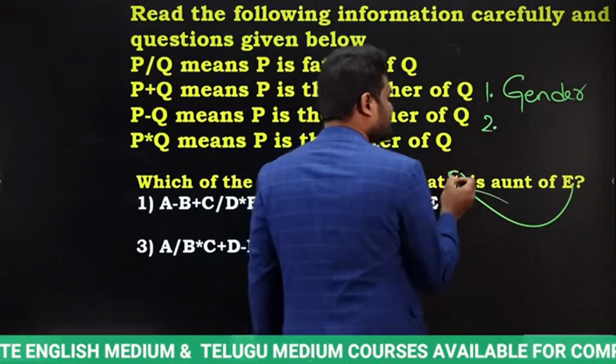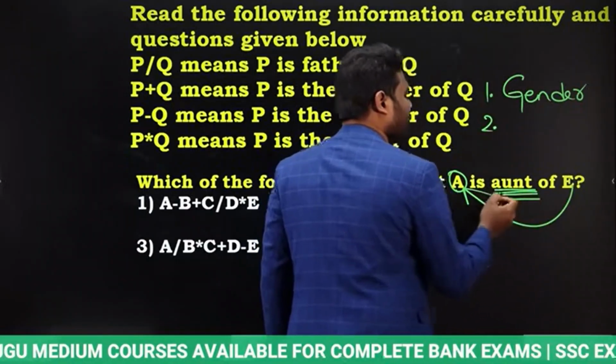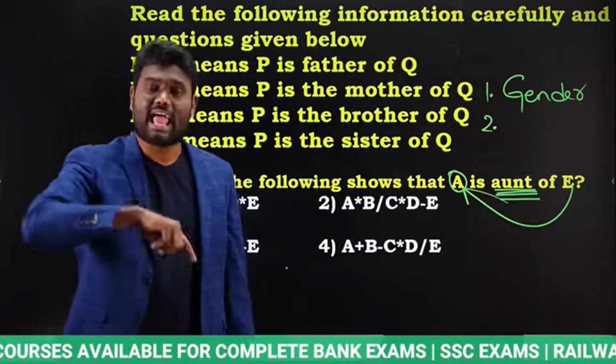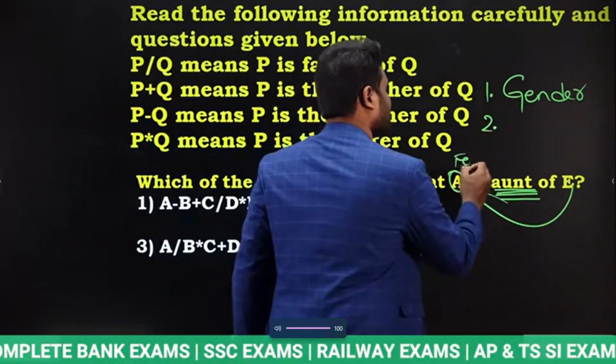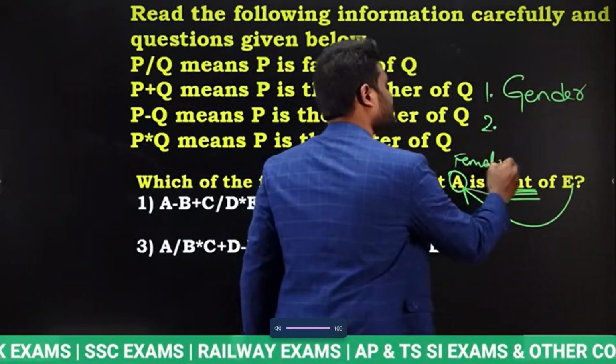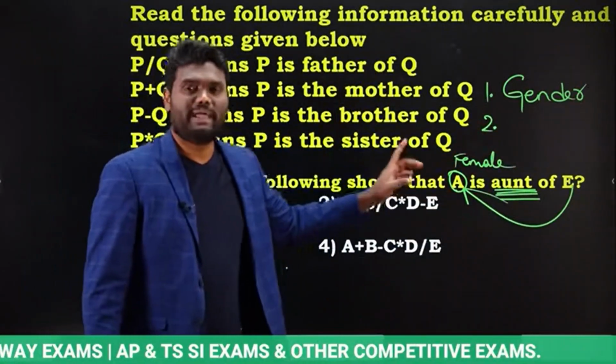Look here. Now this is A. A is aunt. Aunt means male or female? Aunt is a female person. As aunt is a female person, A should be a female person. Yes or no? This is my first point. A is a female person, which means A should be a female.